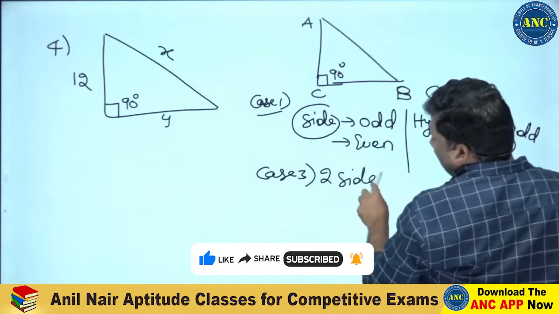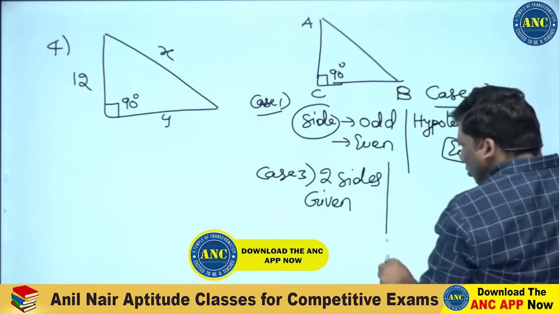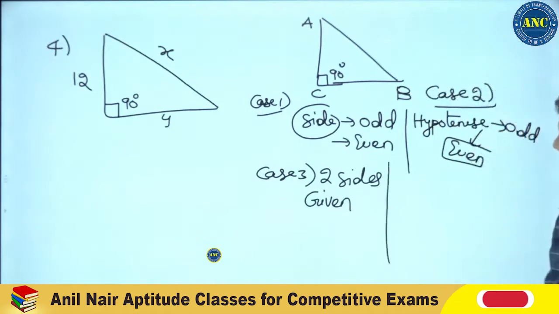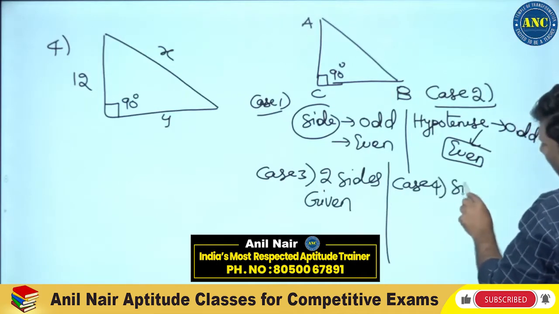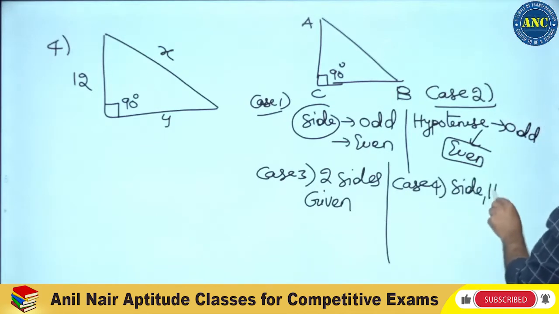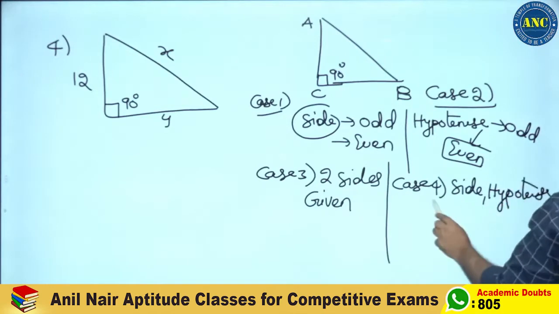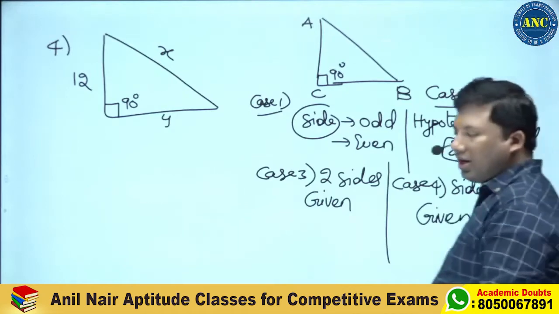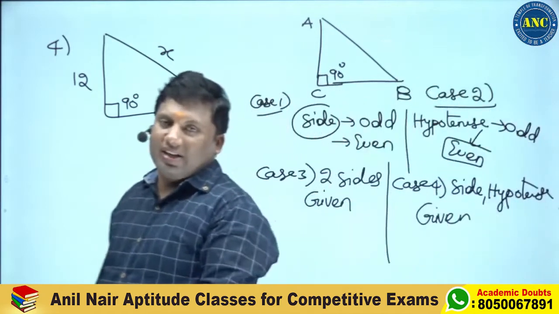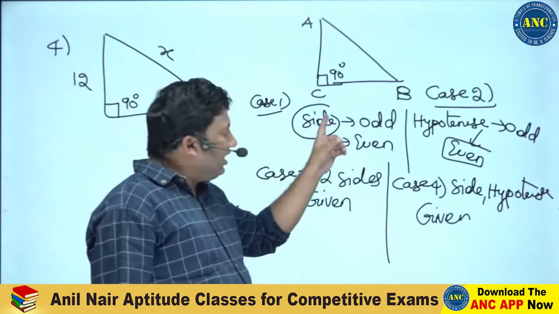Case number 4. One side and hypotenuse will be given. One by one, based on Pythagorean triplet understanding, all the 4 cases we will discuss in detail. So what is the first case? Side is an odd number.